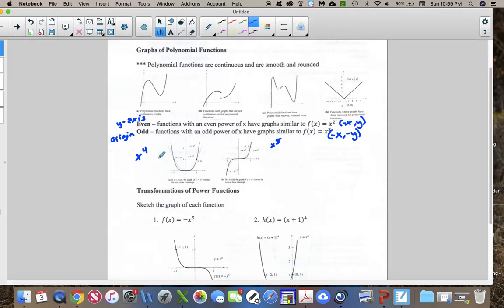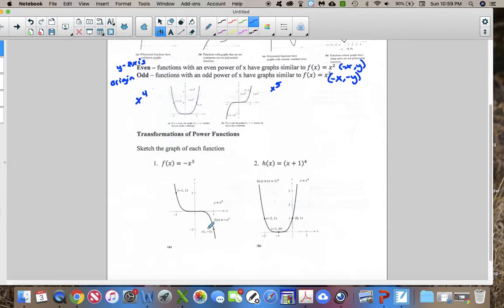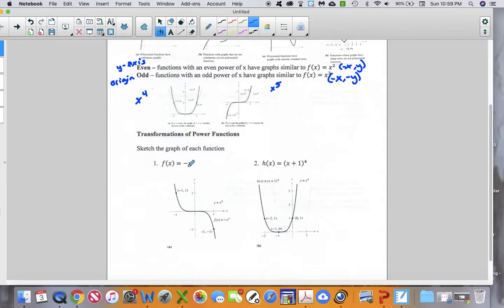So those parent functions are just going to be different than what you maybe have seen before. But sketching the graph of each function, this is the answer to those. So negative x to the fifth power, if this is what x to the fifth power looks like to start with, negative, this is going to be a reflection over the x-axis.